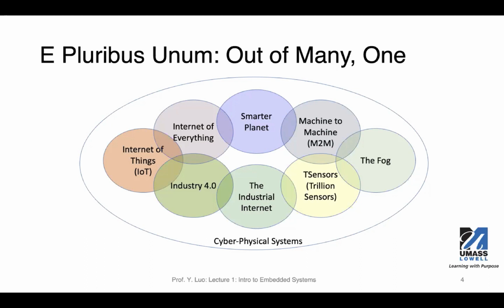What we want to say here is that you probably heard a lot of these different terminologies: Internet of Things, Industry 4.0, trillion sensors, machine to machine, the fog, all these terminologies. And they actually are the foundations of this cyber-physical system. A cyber-physical system may not have everything, but it's fair to say that every piece of these technologies, the advancement of technologies, has made the cyber-physical system possible.